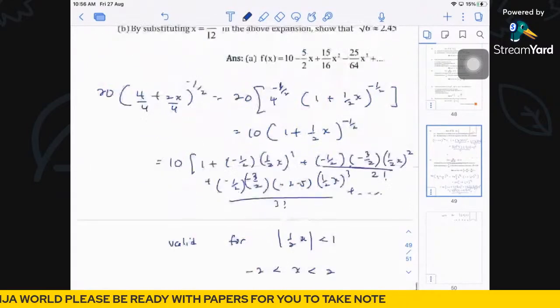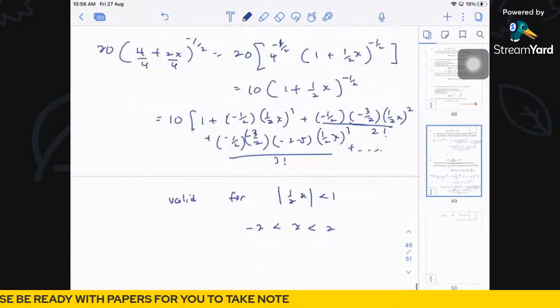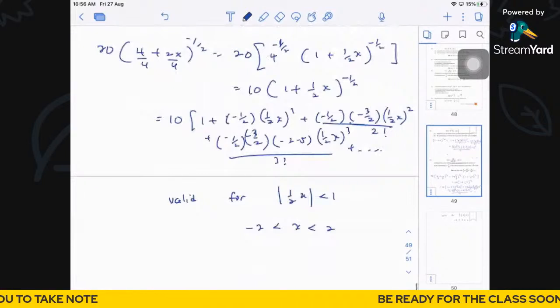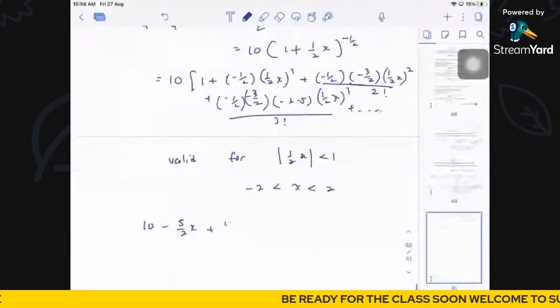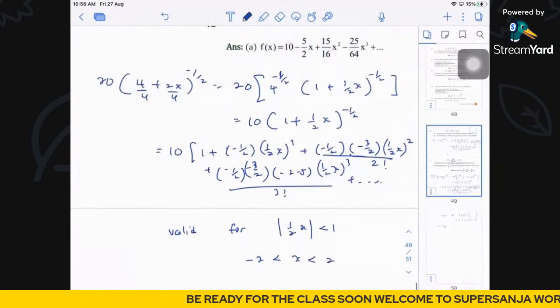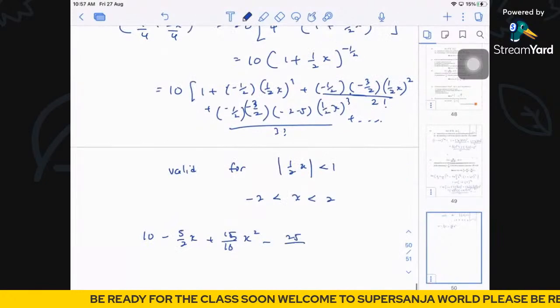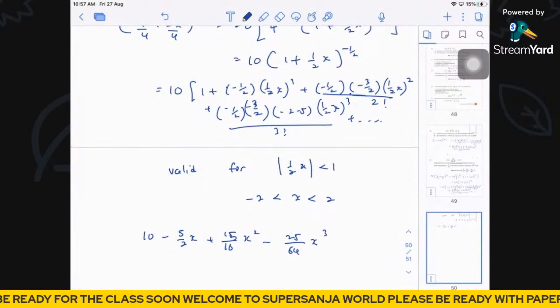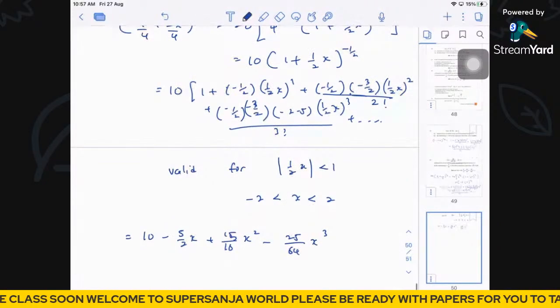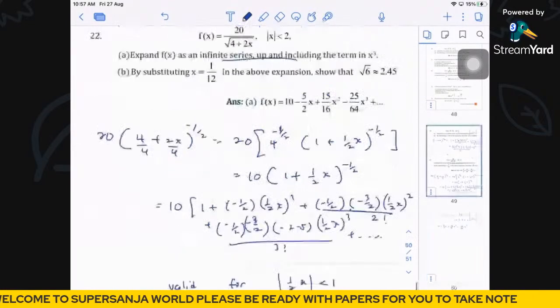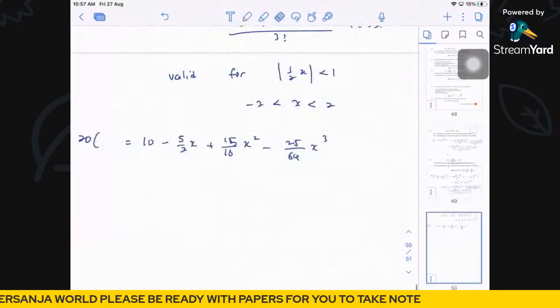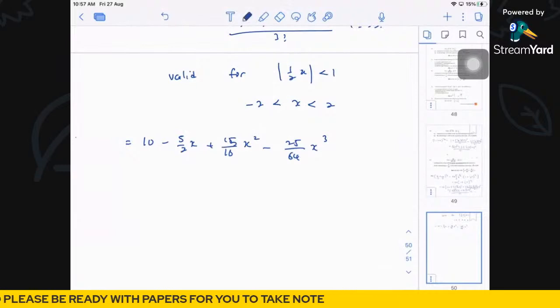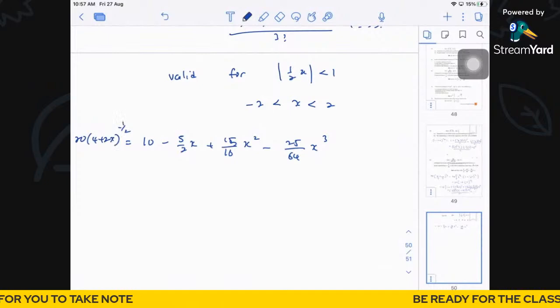Then you expand out the thing. You will get the final answer there: 10 minus 5 over 2x, plus 15 over 16x squared, and then minus 25 over 64 x cubed. Now this is equivalent to 4 plus 2x there, power of half. Okay, that is equivalent to 20 bracket 4 plus 2x power of negative half there.